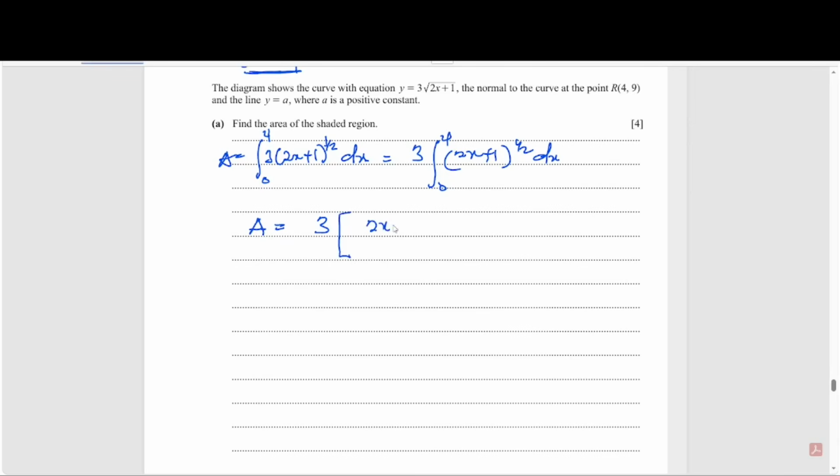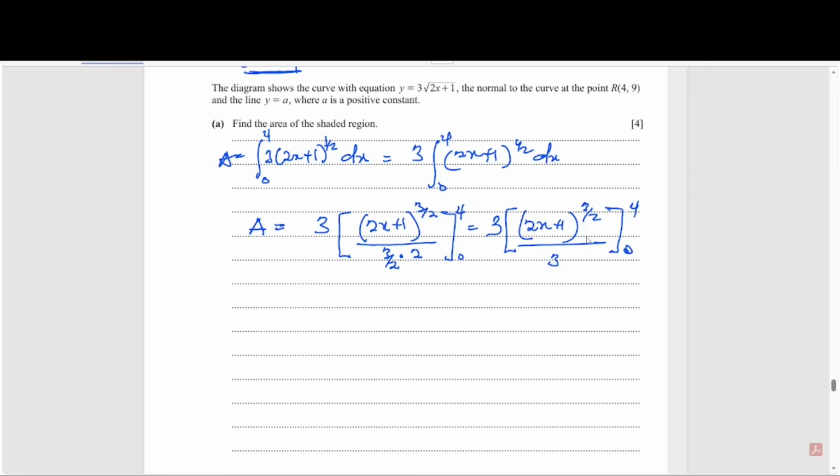we write the entire function again, and then we add 1 to the exponent. So half plus 1 is going to be 3 over 2. Now divide by the new exponent 3 over 2 times the differential of the inside function. So the differential of 2x plus 1 is 2. So that multiplies this. Then we have 3 out, and then the limit as well, 0 to 4. 3 out, and then inside the bracket you have (2x + 1) exponent 3 over 2 all over 3 over 2 times 2, which will give us 3 over here, from 0 to 4.